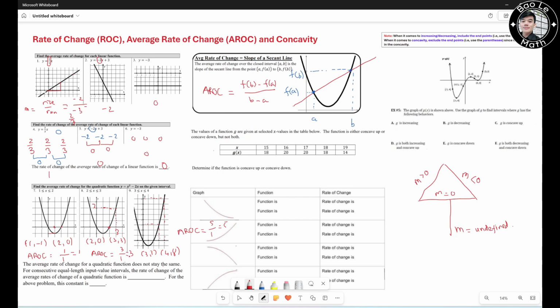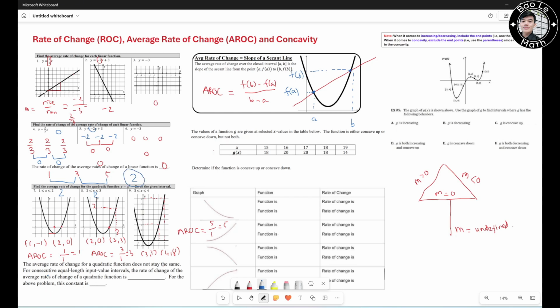The second one right here we have 3. The third one right here we have 5. Alright, so we need to find the difference between these. This should be 2. And we look at the input intervals right here. They all have the same length. So the rate of change of the average rate of change of the quadratic function is 2 right here.